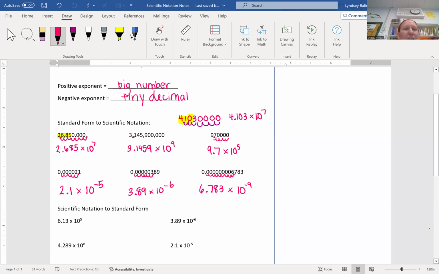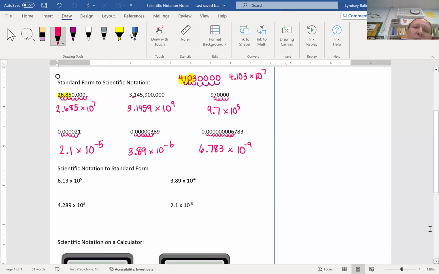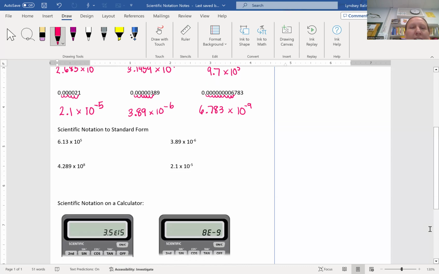Okay, so that's going from standard to scientific. I can also ask you to go backwards. So I can give you scientific notation and ask you to write it in standard form, like write it as a normal number. Once again, you're looking to see: do I have a positive exponent? Because that means I'm turning this into a big number. Or is it a negative exponent, where I'm going to be sliding the decimal so it ends up looking like a tiny decimal? Okay. So the first one is 6.13 times 10 to the fifth.